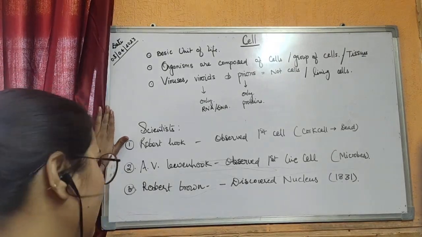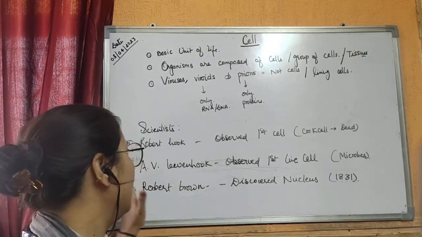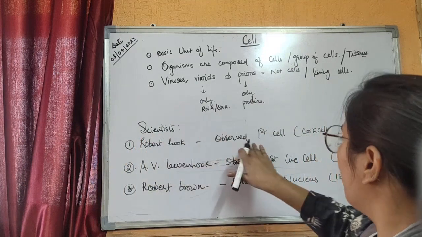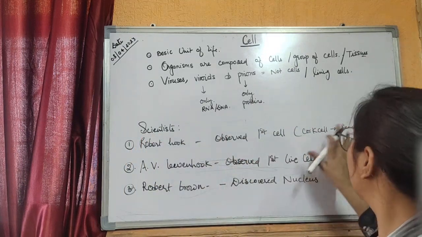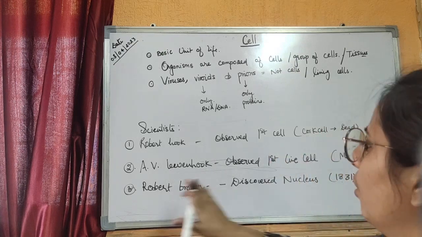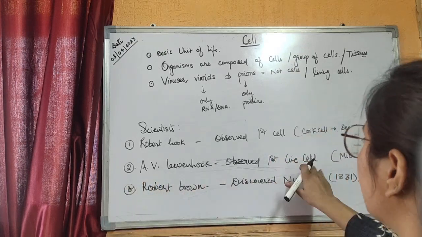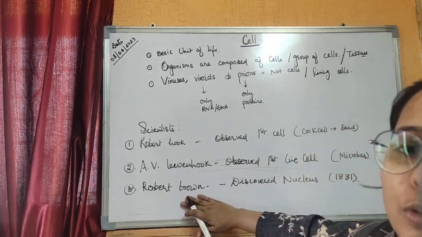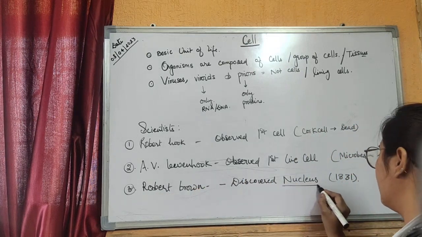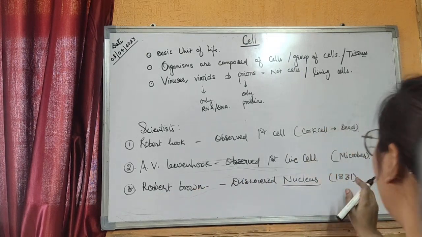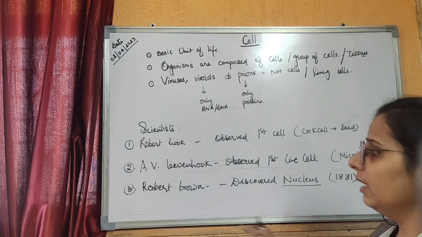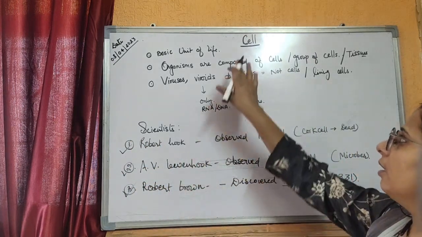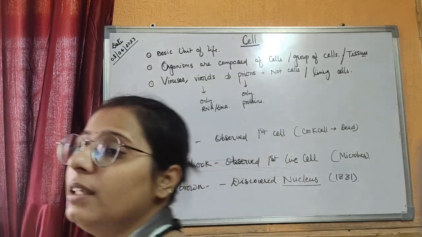Now coming to the scientists who have worked on cells and what they have observed. First was Robert Hooke, who observed the first dead cell, the cork cell, while A.V. Leeuwenhoek observed the first living cell, a microbe. But Robert Brown was the one who discovered the nucleus, the basic part of a cell that makes it living, in 1831. So these were three scientists who made important contributions to the discovery of the cell and the nucleus.